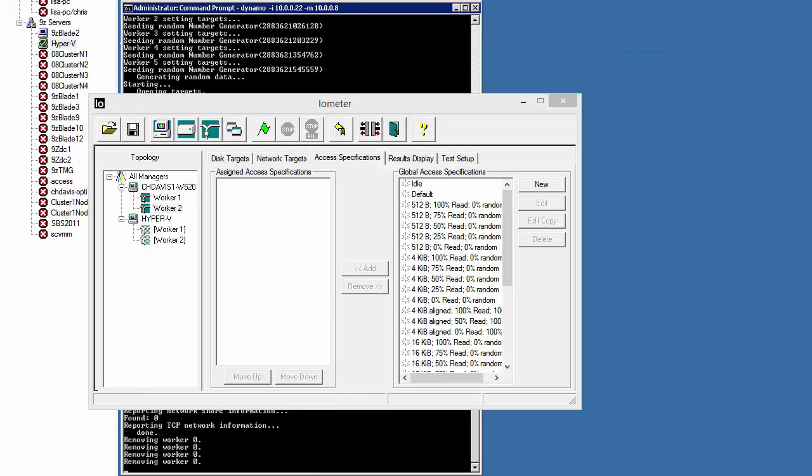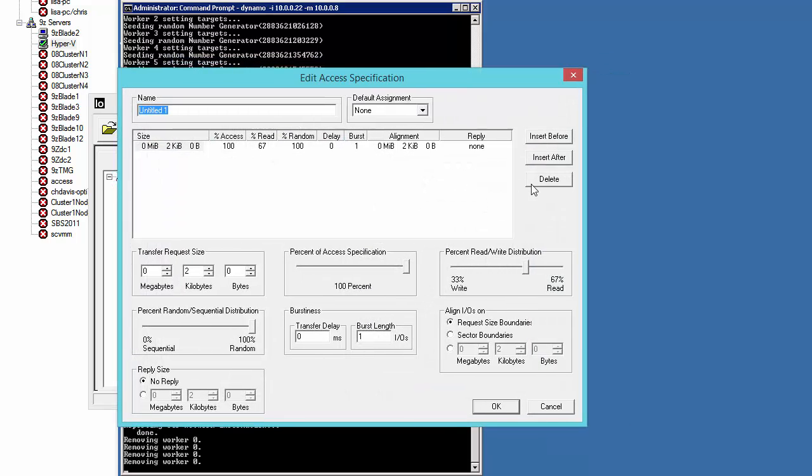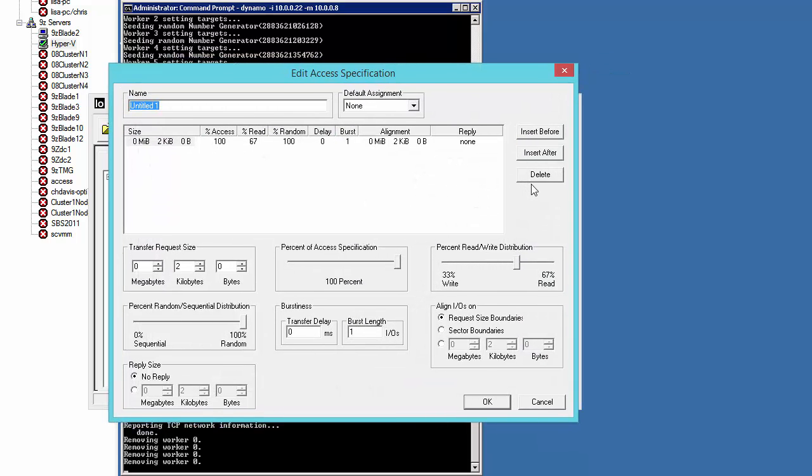Well, we come in here and we say new, and we're going to do a new test specification based off of what I found on that site. And so we're going to call this net test or something similar to that. And I'm going to go ahead and have that as a default assignment to network workers. And then there's just a couple of changes we need to make. The first one is transfer request size needs to be 16K. And notice that I put that under the kilobytes section. And then the next thing is the percent of access specification should be 100%, which it is.